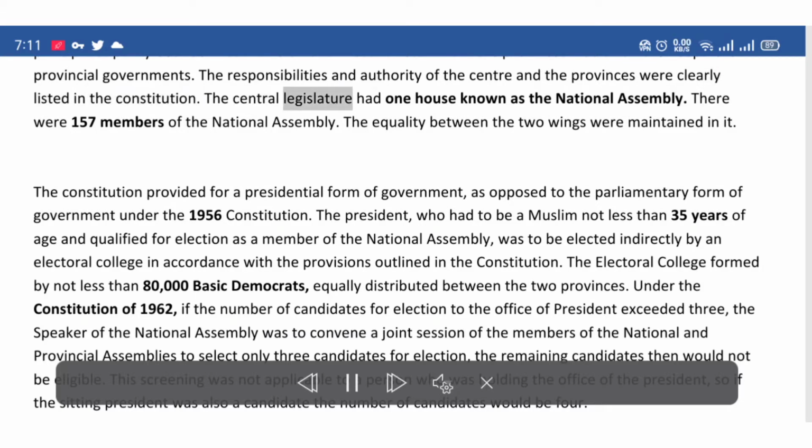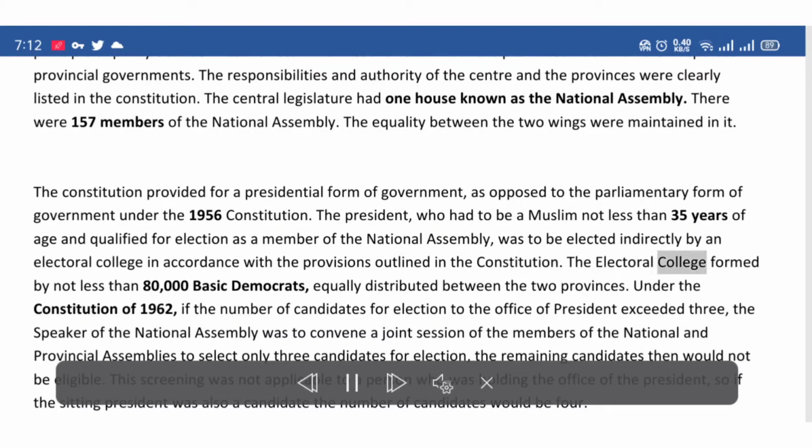The central legislature had one house known as the National Assembly. There were 157 members of the National Assembly. The equality between the two wings was maintained in it. The Constitution provided for a presidential form of government, as opposed to the parliamentary form of government under the 1956 Constitution. The president, who had to be a Muslim not less than 35 years of age and qualified for election as a member of the National Assembly, was to be elected indirectly by an electoral college in accordance with the provisions outlined in the Constitution.